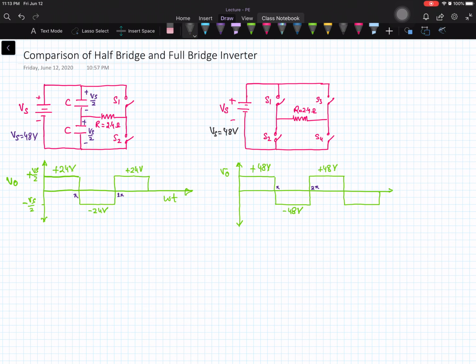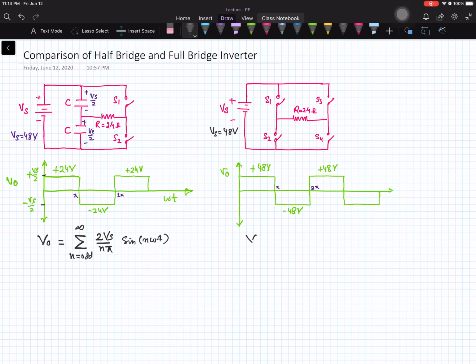So we are now going to calculate some parameters, and we will compare these two inverters in terms of those parameters. So first of all, let's look at the output voltage in terms of the Fourier series. This can be written like this, that is equal to 2 Vs by n pi into sine of n omega t. Why 2 Vs? Because our output voltage varies from minus Vs by 2 to plus Vs by 2 in the case of the half bridge inverter.